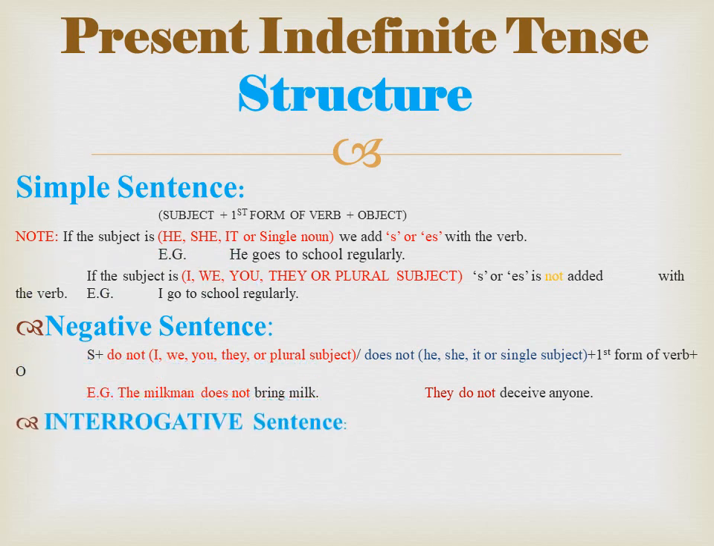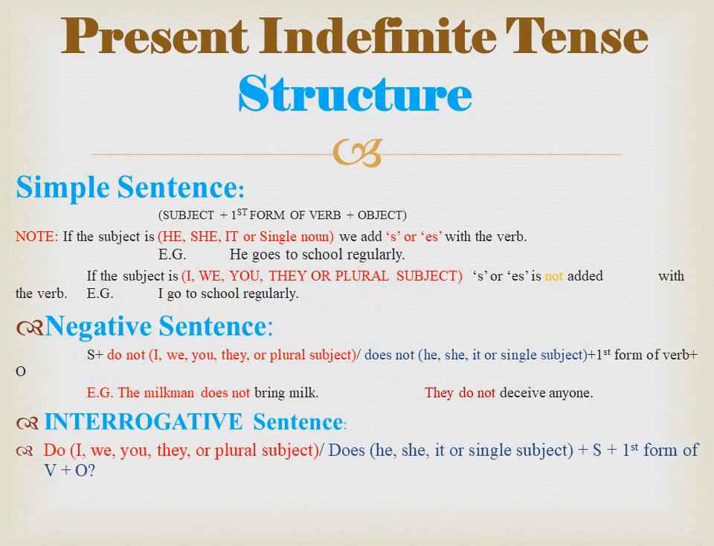Now interrogative sentence: do or does, they are used in the beginning of a sentence in interrogative sentence, but we use do if the subject is either I, we, you, they, or plural, and does is used with he, she, it, or a single subject.